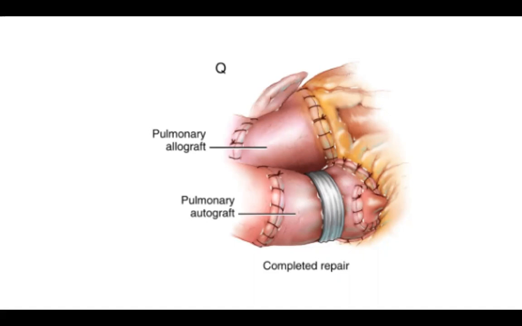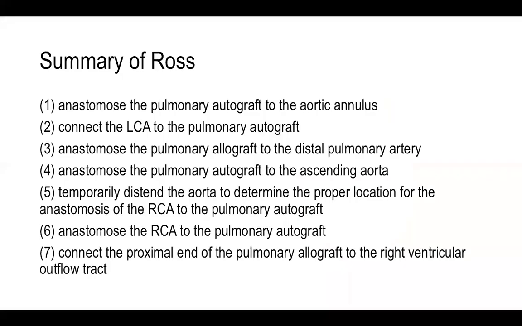Okay, thank you so much, Haytham. So, the summary of the steps is: anastomosis of the pulmonary autograft to the aortic annulus, connect the left coronary artery to the pulmonary autograft, and then anastomosis of the pulmonary homograft to the distal pulmonary artery, anastomosis of the pulmonary autograft to the ascending aorta, and temporarily distend the aorta to determine the proper location of the anastomosis of the RCA to the pulmonary autograft, anastomosis of the RCA to the pulmonary autograft, and connect the proximal end of the pulmonary allograft to the RVOT. And thank you so much.